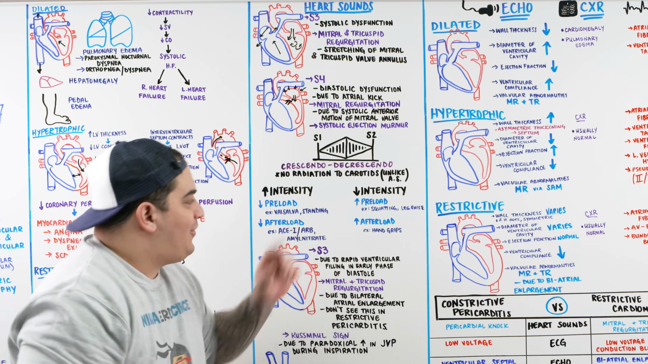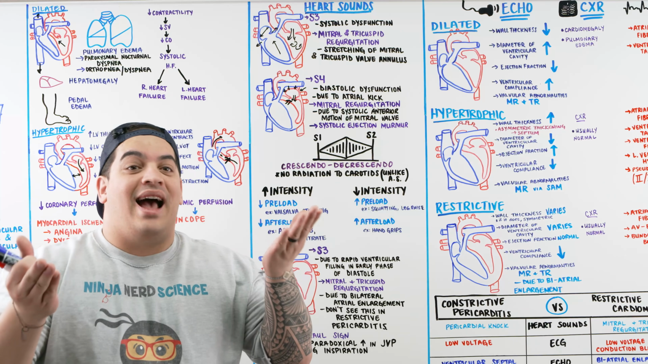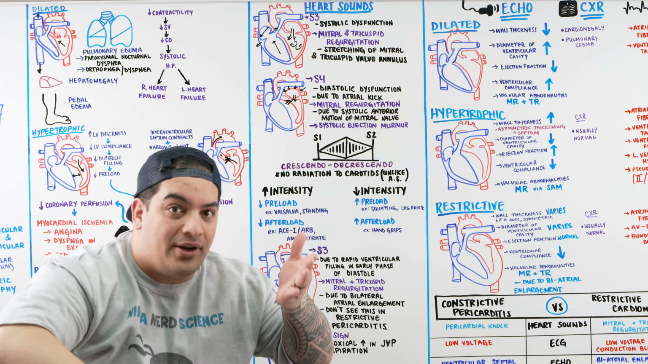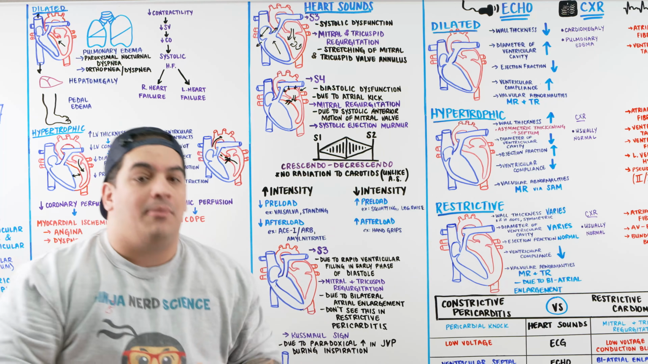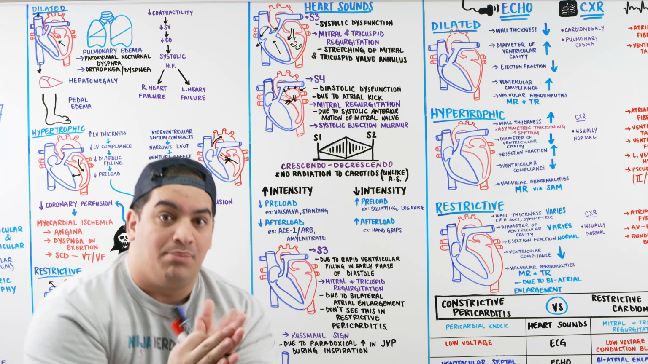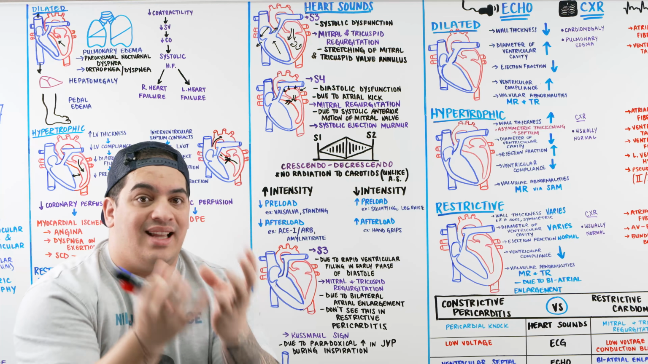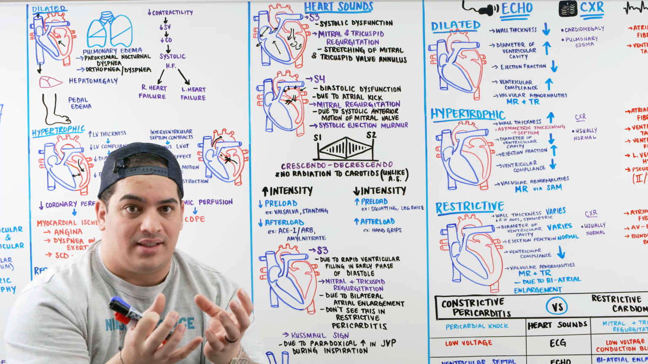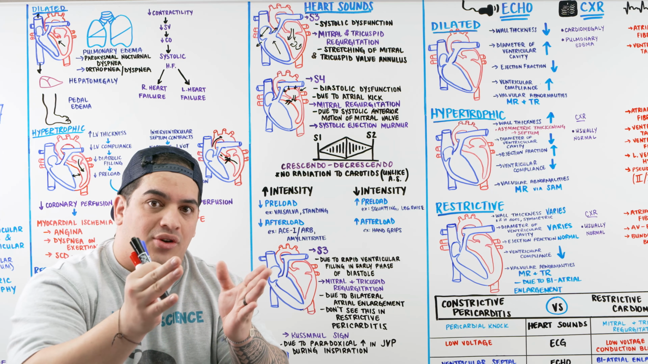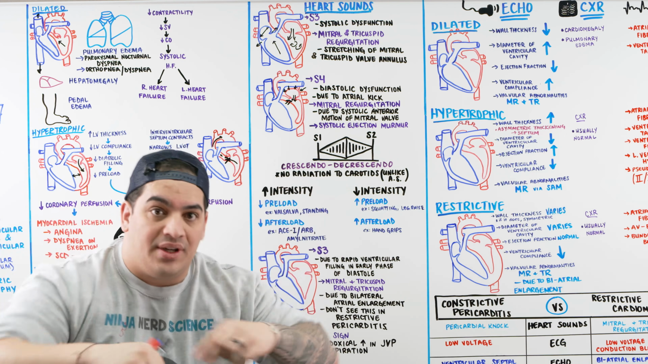What else? Afterload, it's the exact opposite. If I increase my afterload, what do I do to my stroke volume? I drop my stroke volume. If I drop my stroke volume, that means that what happens? Less blood is being ejected out of the heart during systole. That means more blood is sitting in it during that diastolic process. That's going to relieve my obstruction a little bit, and that's going to decrease the intensity of my murmur.